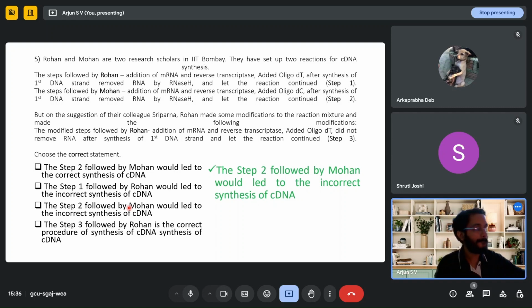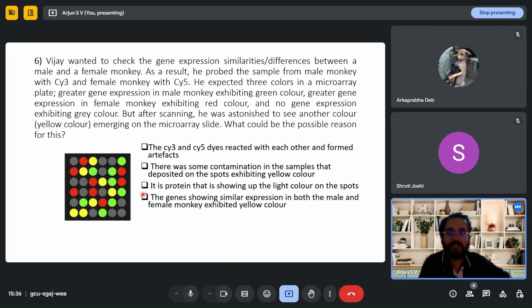If there are no doubts with this question, basically you just have to identify the mistake in this question, and then that will lead you to the answer for this one. So I'll move on to the next question.